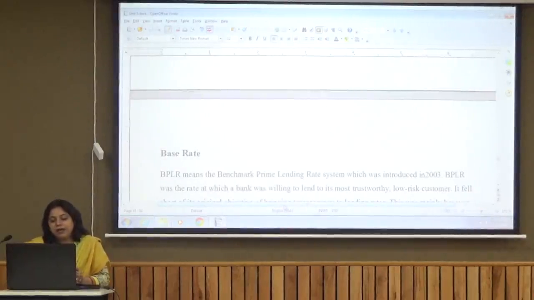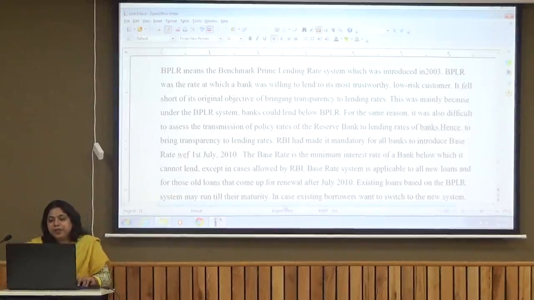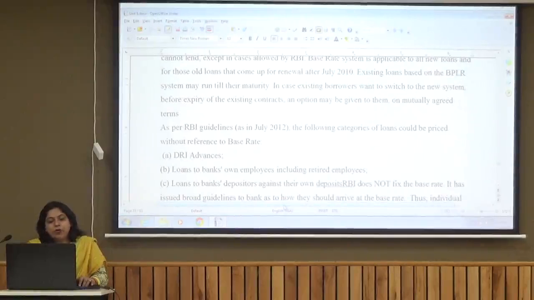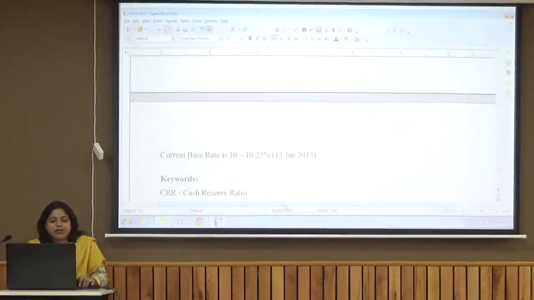Base rate, that is BPLR, means benchmark prime lending rate system, which was introduced in 2003. It fell short of the original objective of bringing transparency to lending rates. Hence, to bring transparency to lending rates, RBI made it mandatory for all banks to introduce the base rate with effect from 1st July 2010. So it is important to understand that the base rate is decided by RBI. Over and above that, the range will be charged by commercial banks to get their amount of profit in those transactions. So this is all for this particular chapter, and we will start with unit 4 in the next class.